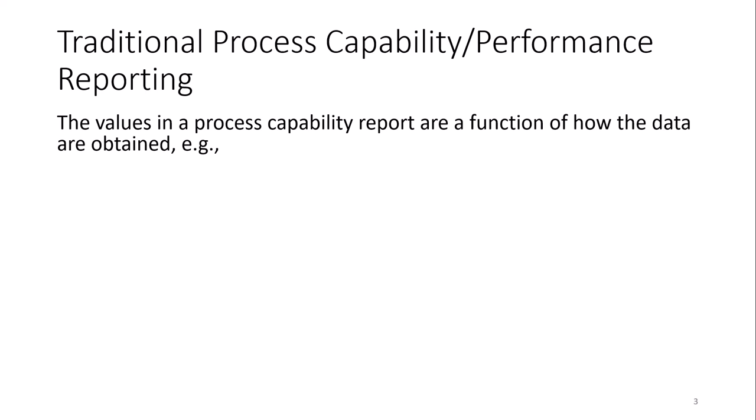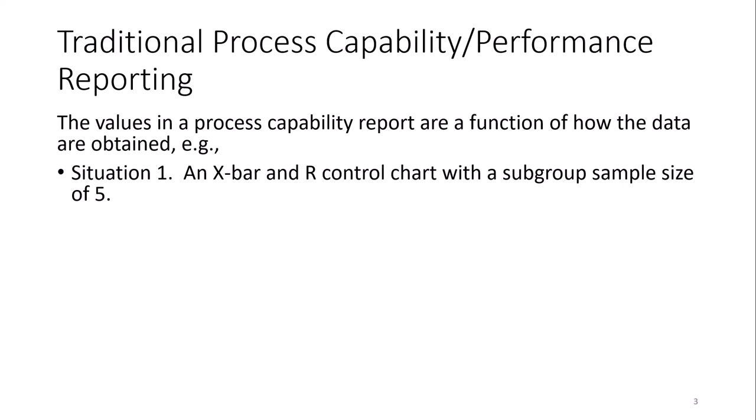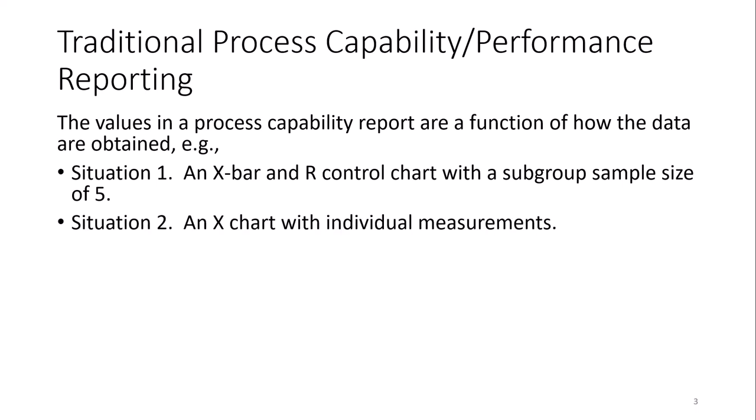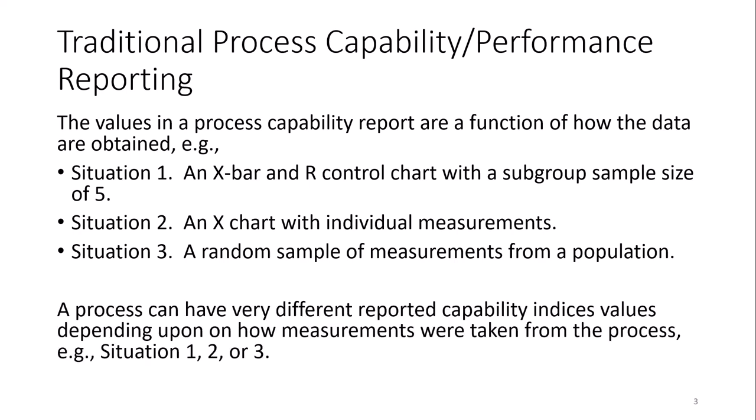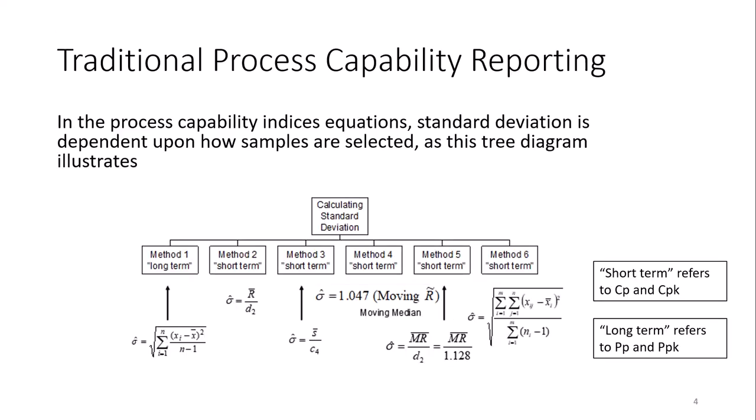The values in a process capability report are a function of how the data are obtained. For example, an X bar and R control chart with subgroup sample size 5, an X chart with individual measurements, a random sample of measurements from a population. A process can have very different reported capability indices values depending upon how these measurements were taken from the process. In the process capability indices equations, standard deviation is dependent upon how samples are selected, as this tree diagram illustrates.